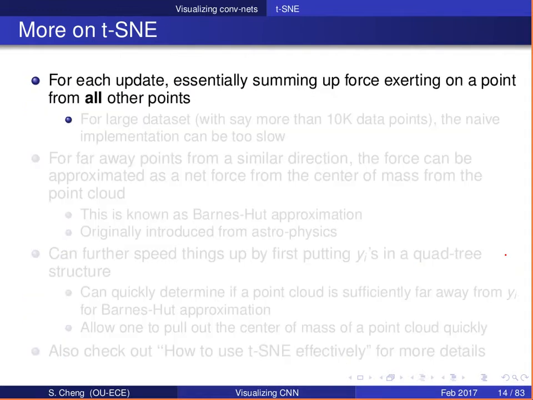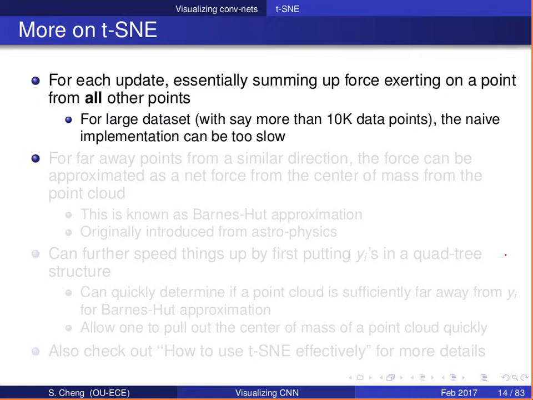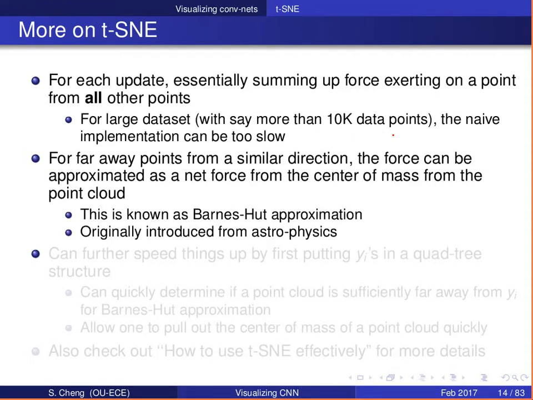So as you imagine, if you have a large data set, for example more than 10K data points, then this naive implementation will be pretty slow. One easy fix is to think about points that are far away. Let's say I have one point here, and a couple of points that are far away in the same direction. Then actually you can combine the force there.